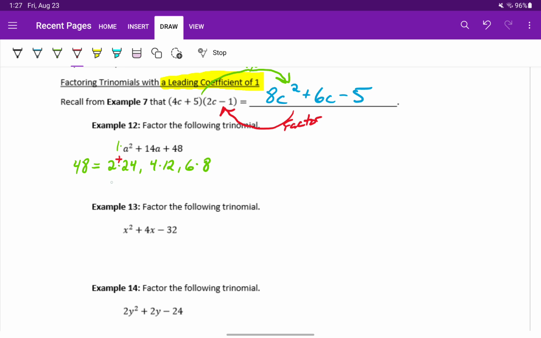So we'll look at adding these together. 24 plus 2 would give us 26, that's not the number we're after. 4 plus 12 would give us 16, that's not what we're after. 6 plus 8 though would give us 14, and that's exactly the value we want for that middle term, meaning we can factor this expression as a plus 6 times a plus 8.